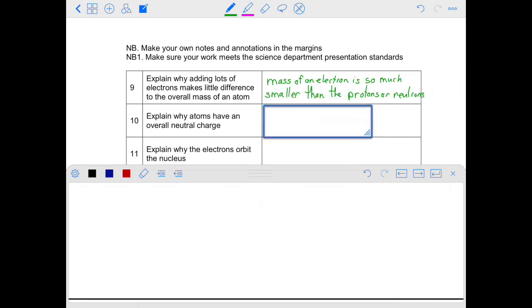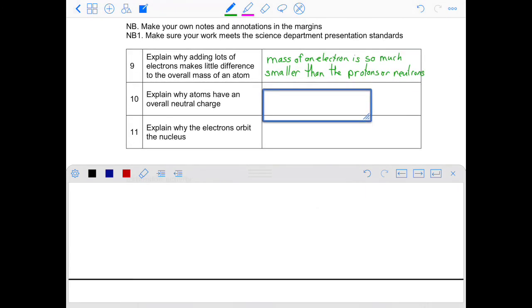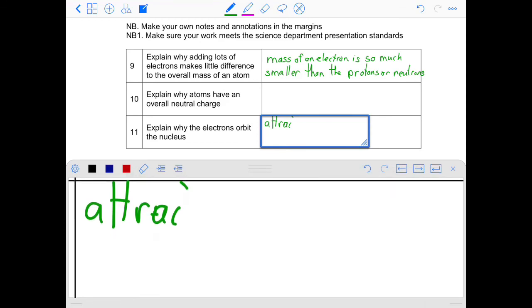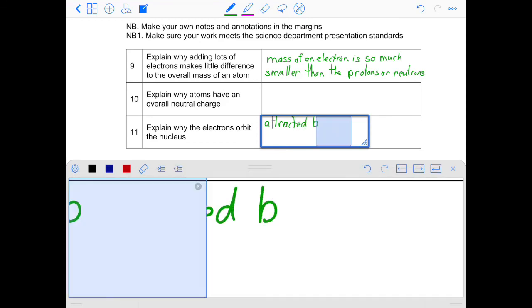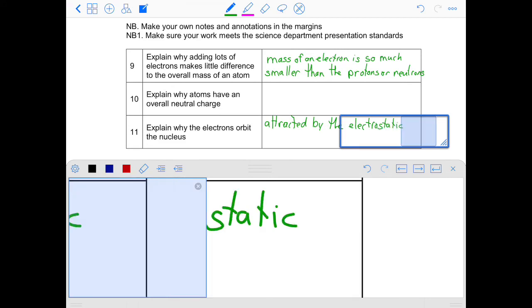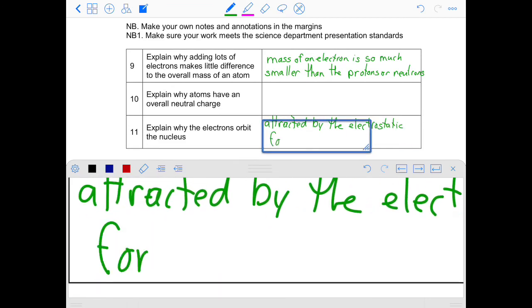Why do atoms have an overall neutral charge? We've already answered that question. And why do electrons orbit the nucleus? Because they're attracted by the electrostatic force, because we know that the positives and the negatives have that attractive force between them, that electrostatic force. So there are the answers for that.